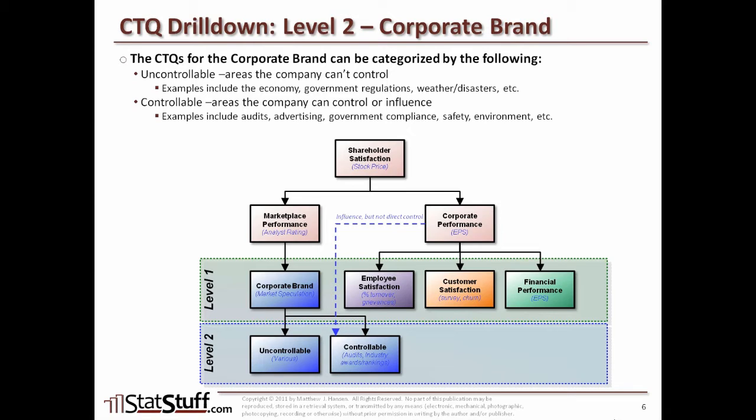They have some influence and control over those areas. If they don't have proper adherence to regulations or safety or environmental concerns, if they don't follow those things in a proper way, that could have a very negative impact in the marketplace. Again, the marketplace would have a negative outlook on the company's sustainability if they don't follow these things. So these are the basic areas that fall under corporate brand, the uncontrollable and controllable CTQs.